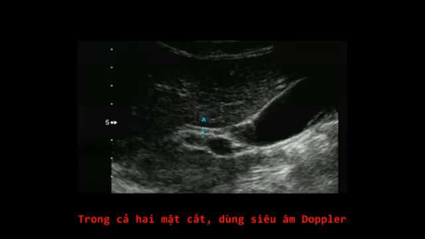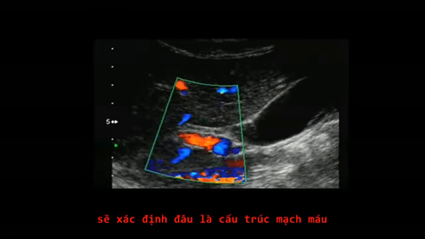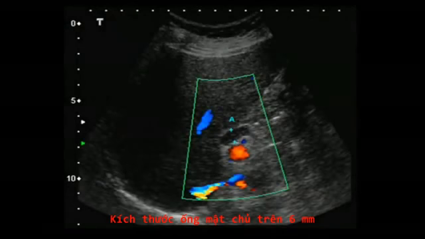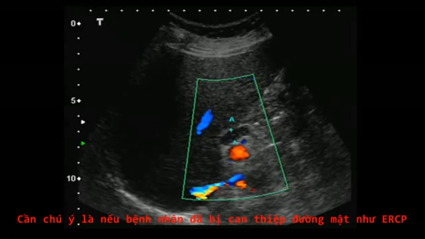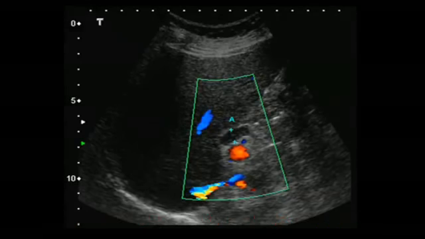In either view, using color Doppler will help identify which structure is a blood vessel. A duct greater than 0.6 centimeters for a patient at age 60 is indicative of obstruction. Note that if a patient has had biliary manipulation, such as ERCP, duct size is not indicative of pathology.